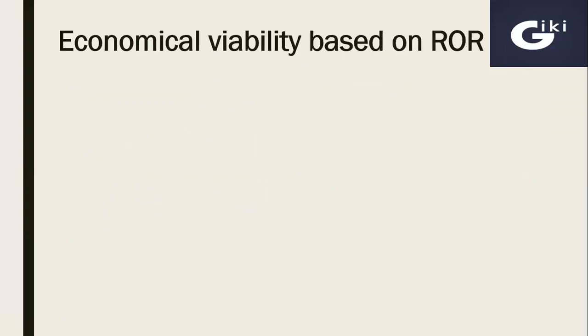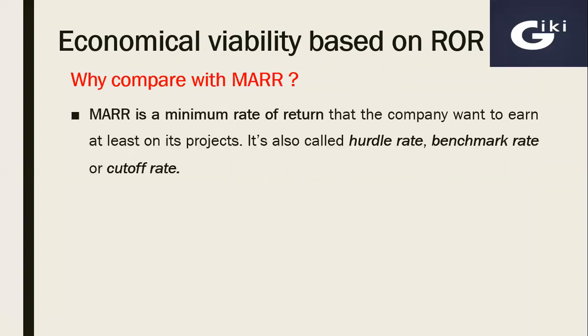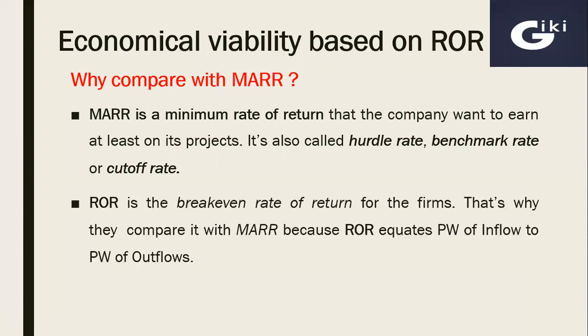So, economic viability based on rate of return. Why do we need to compare with MARR? As you know, the minimum attractive rate of return is the minimum rate of return that the company wants to earn at least on its project to recover its expenses. That's why this is also known as hurdle rate, benchmark rate, or cutoff rate. We have discussed these terms earlier in detail.